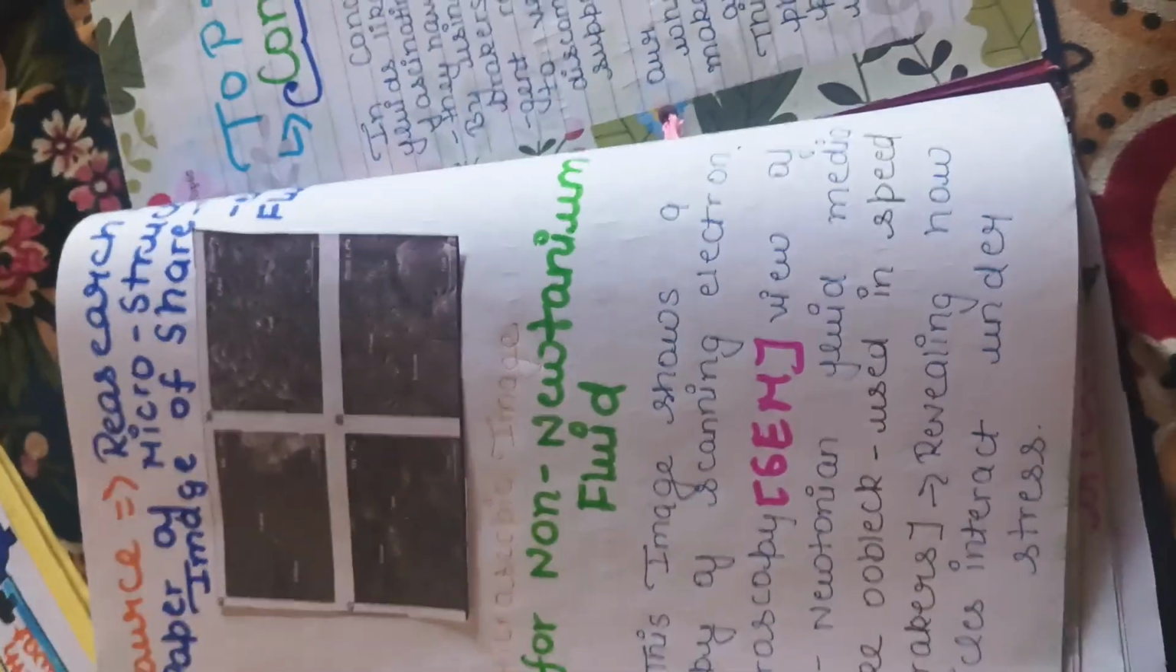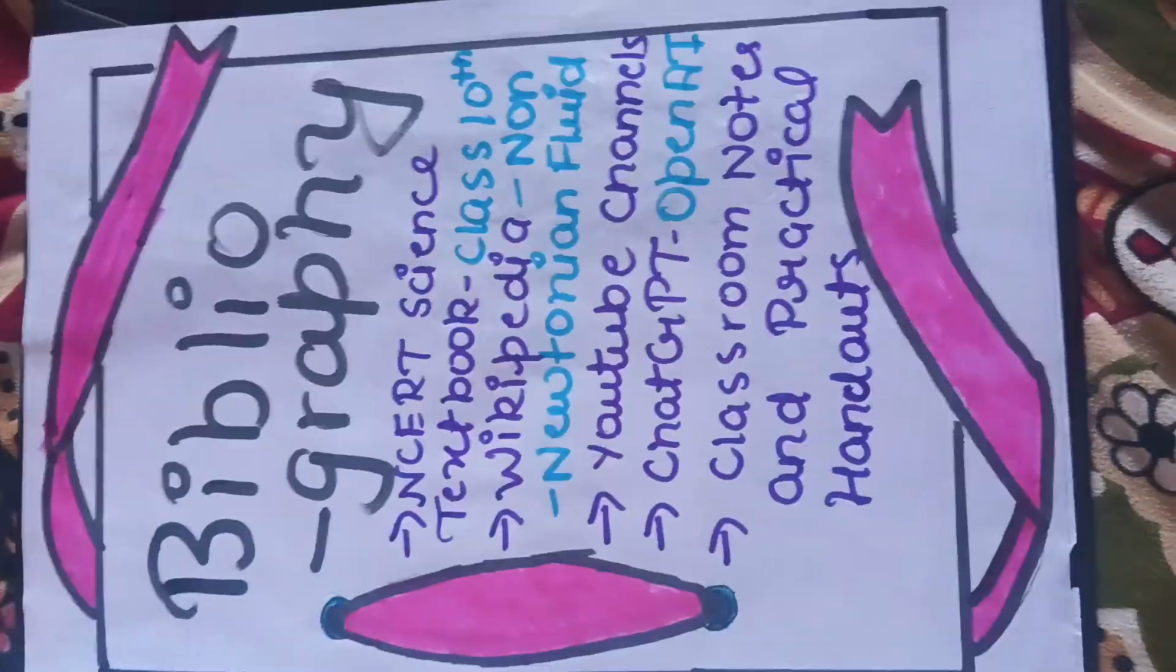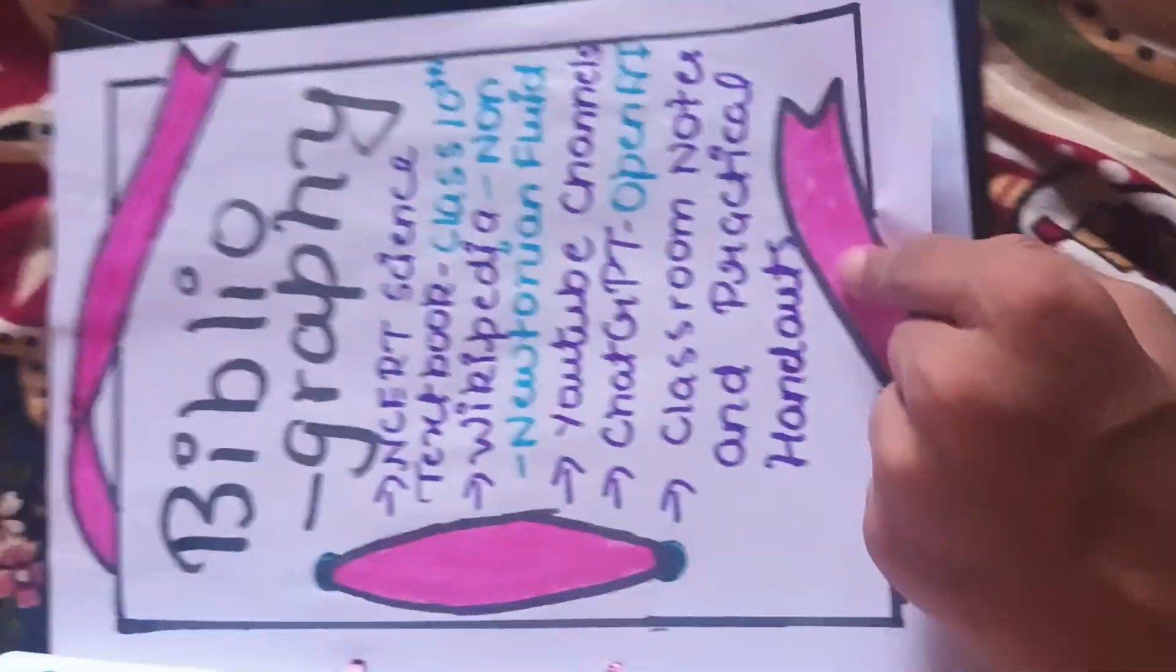Then we have the conclusion part with the microscopic image of non-Newtonian fluids. This is also from the internet, from a source of SEM, scanning electron microscopy. And then we have the conclusion images that simplify the content on one page: the non-Newtonian fluids and their types, where they are used, and the real-world applications. So this is the mechanism of non-Newtonian fluids. We have the bibliography: the NCERT science textbook, Wikipedia, and most importantly YouTube and ChatGPT.